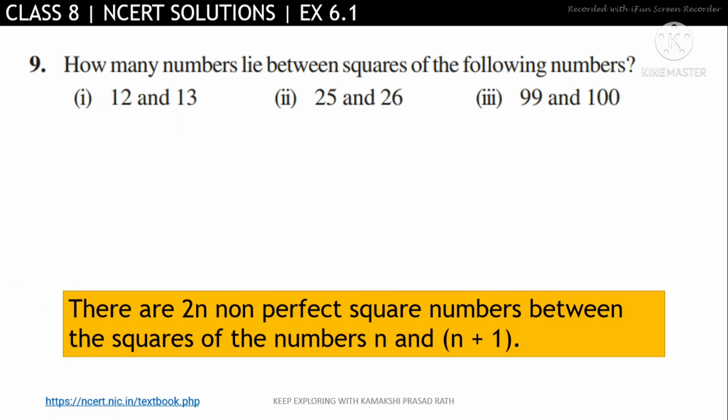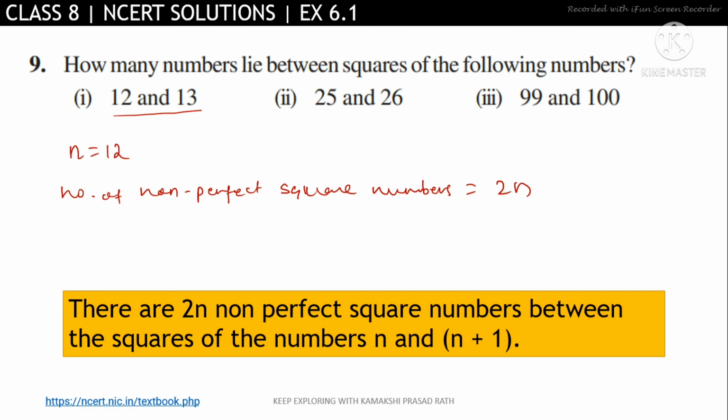See the first question, 12 and 13. Here n equals 12. So we can say the number of non-perfect square numbers equals 2n, that is 2 multiplied by 12. So 24 numbers will be there in between 12 squared and 13 squared. We have to remember that. In between 12 squared and 13 squared, we will have 24 non-perfect square numbers.